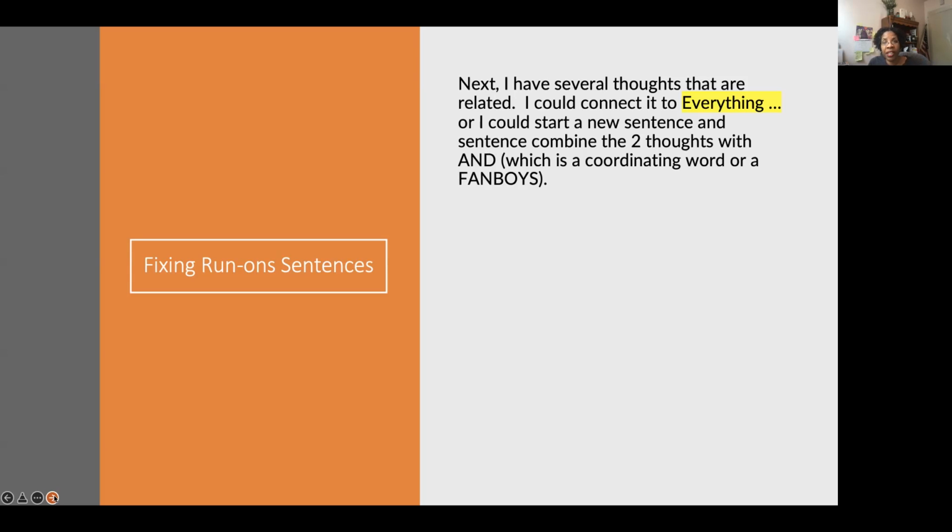Or I could start a new sentence and combine the two thoughts with a coordinating word, and, which is a FANBOY. I was studying high school and I was going to do a third semester. So, I was studying high school as a sentence. I was going to do a third semester as a sentence, and I combined them with the coordinating word, the FANBOYS, and. So I put a comma after the first sentence. I was studying high school, comma, and I was going to do a third semester.